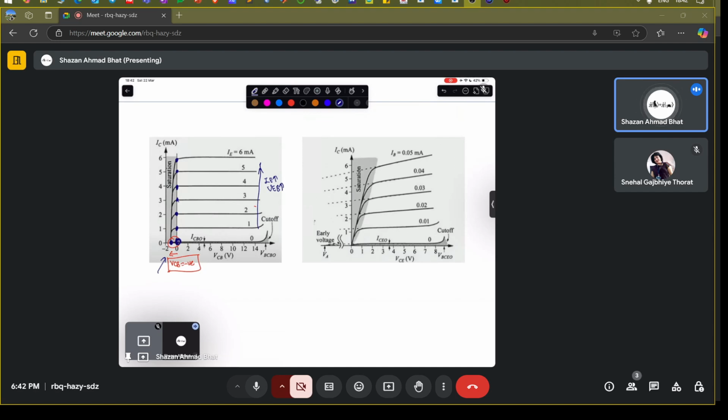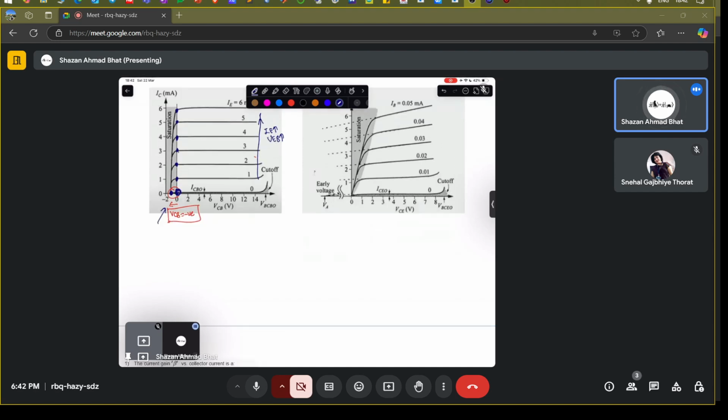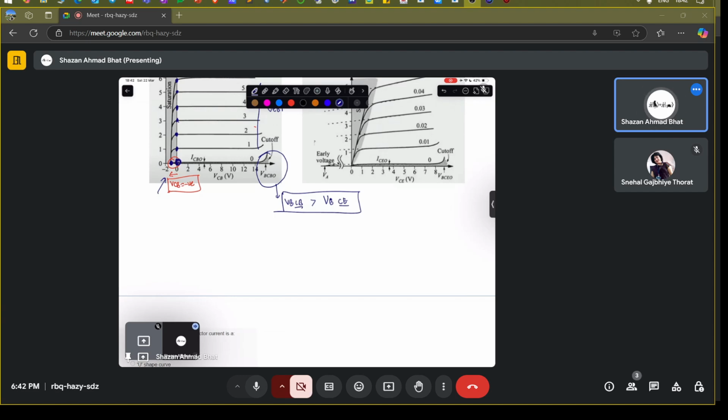Now, if we talk about one more thing, which is the breakdown voltage, we notice that the breakdown voltage in the case of common base mode is greater than the breakdown voltage in the case of common emitter mode. So this is common emitter, this is common base. And why that is the case is related to how we measure the breakdown voltage.